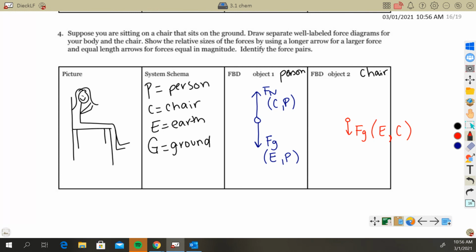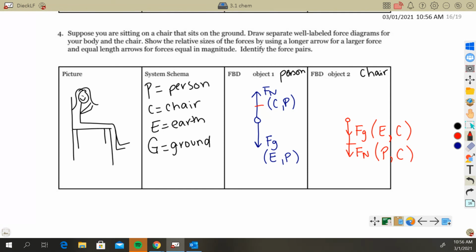Applied. We'll just go with normal. Does that sound fair? Normal? Because they're sitting. They're not meaning to. So we're going to have a force normal. Who's dealing that on the chair? The person. Who's feeling it? The chair. Guess what? It should be equal to that, right?